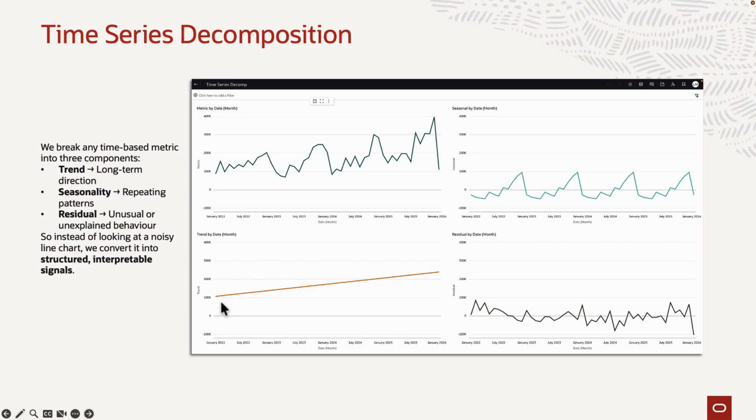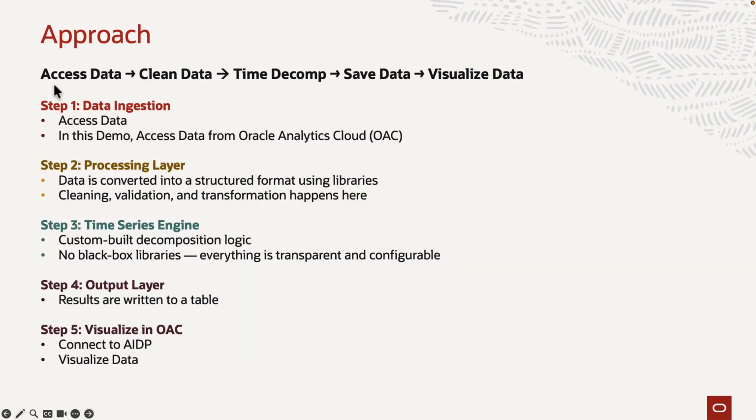The first one is the trend, which identifies the long-term direction of the data. The second one is the seasonality, which captures the predictable cycles. The third one is the residuals, or whatever is left over, which helps us identify one-off anomalies. Let us quickly review how we achieve these results.